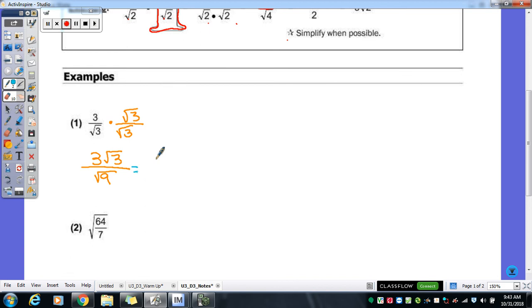What is the square root of 9, though? 3. So that bottom turns into a 3. Now we don't have a radical anymore in there, which is what we wanted. But then we got to reduce, so what happens to these 3's on the outside? They cancel. So our answer just becomes radical 3.